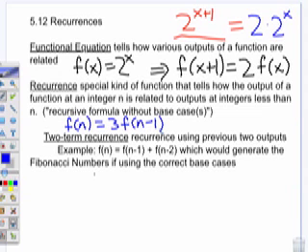If you started with different base cases, like let's say you said f of 0 was 7 and f of 1 was 10, you still get a table where this would be true, but it's not going to match the Fibonacci numbers.